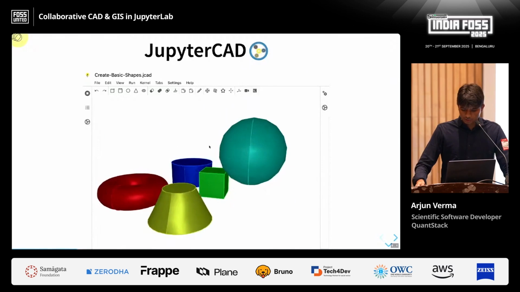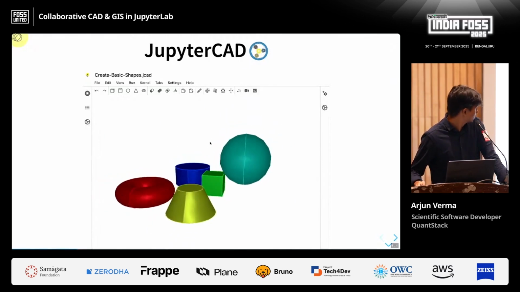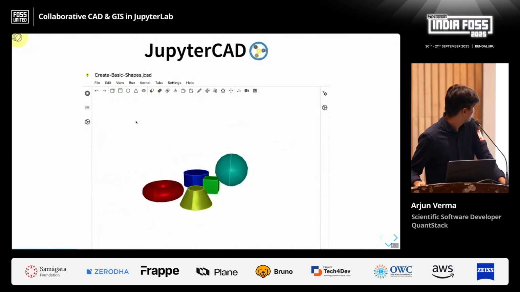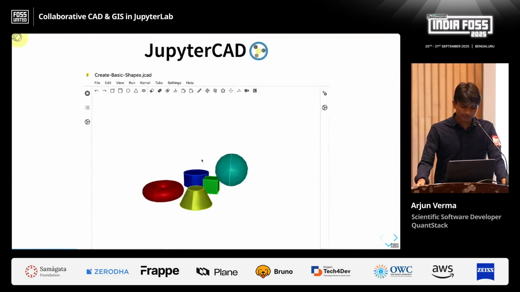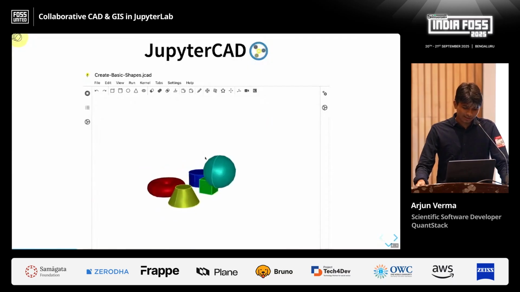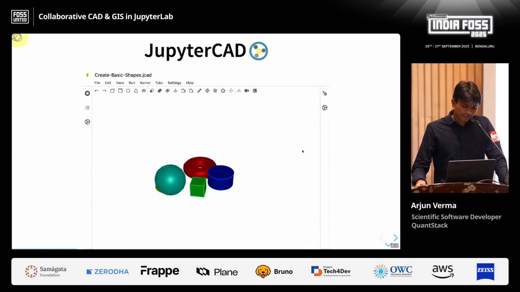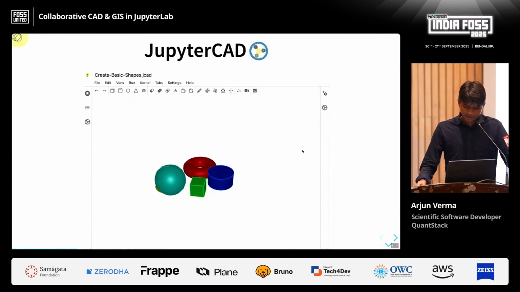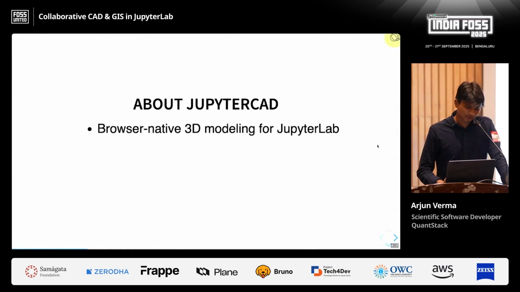So yeah, let's first talk about Jupyter CAD. I hope it's nicely visible. So this is Jupyter CAD. I have embedded JupyterLite, which is a static application of Jupyter CAD, over here, and you can see it working. And now we will see what more we can do with Jupyter CAD.